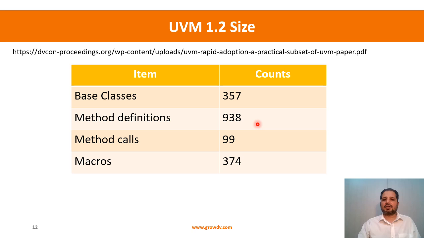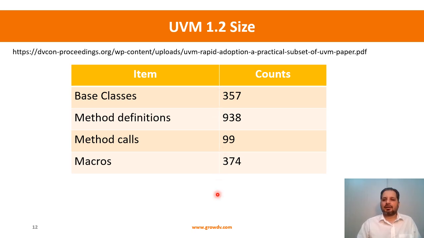938. The methods that the users can call are up to 99, and then macros we have about 374. These are the shortcut macros, like for reporting, let's say I can say `uvm_warning`, `uvm_error`, something like that. There are a bunch of `uvm_do` macros for running sequences. So there are several macros that are available. They act as shortcut macros in some cases. So there are 374 overall.